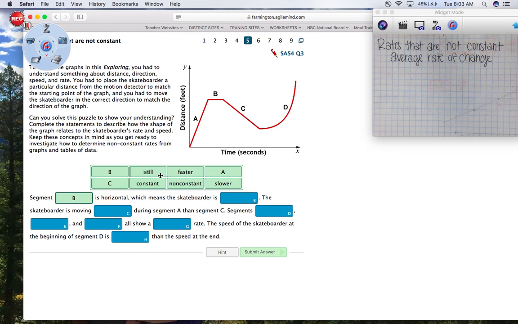Segment B is still, A is faster. A, B, C all show what type of rate? So since A is a straight line and C is a straight line, it's a constant rate. And B is constant too, even though it's not moving, it's constantly standing still in that segment. And then the speed of the skateboarder at the beginning of segment D is blank than the speed at the end. So if you look at the beginning of D, see how it's almost flat, and then at the end of D it's almost straight up. So it is slower at the beginning than at the end.